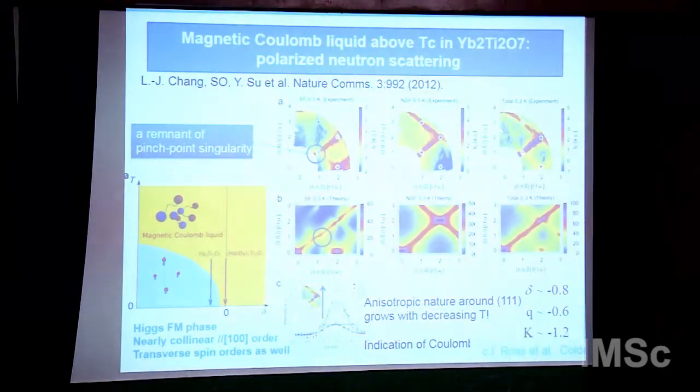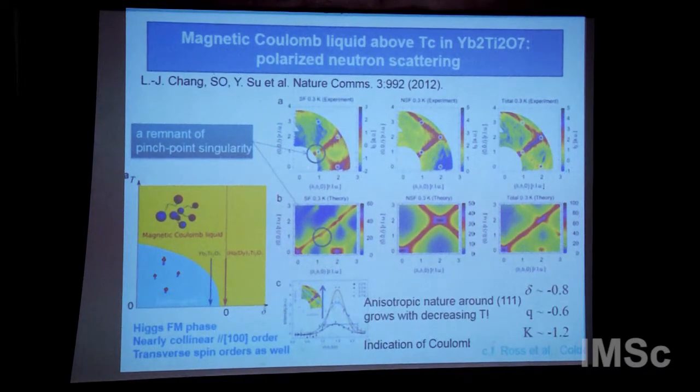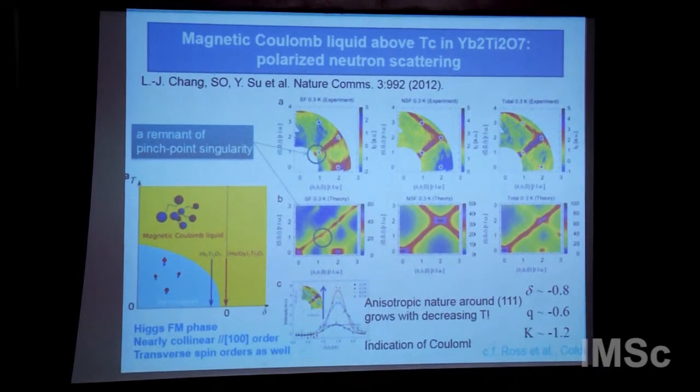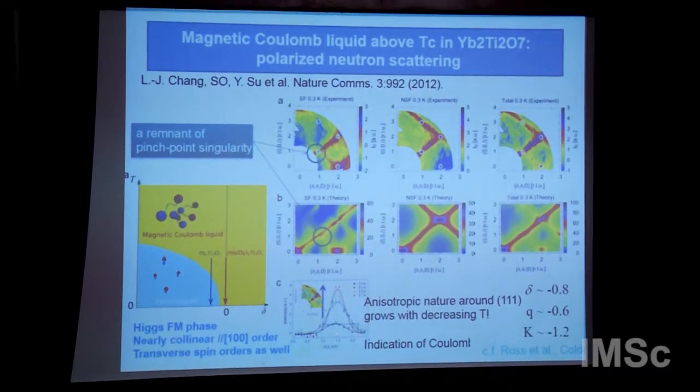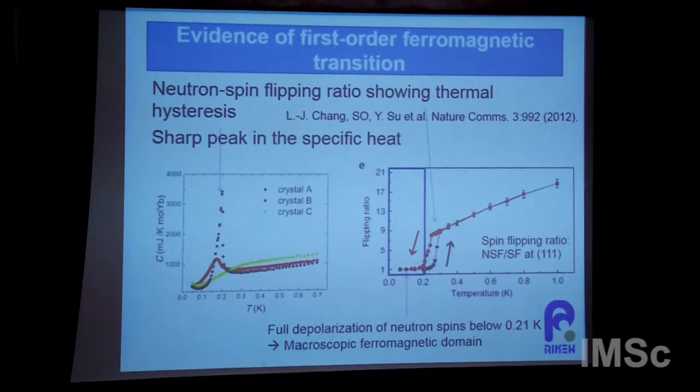And we see some evolution. We see some pinch point like anisotropic feature around the 111 point, which you also see in numerics. And if you look at the intensity around the 111 point, then it's also clear that it increases on cooling. And this is another piece of information from the spin polarized neutron scattering.